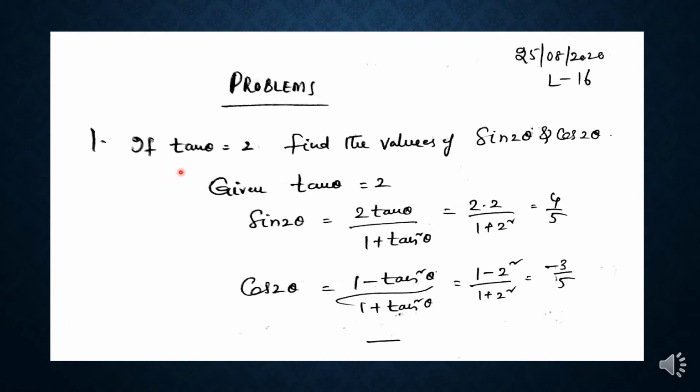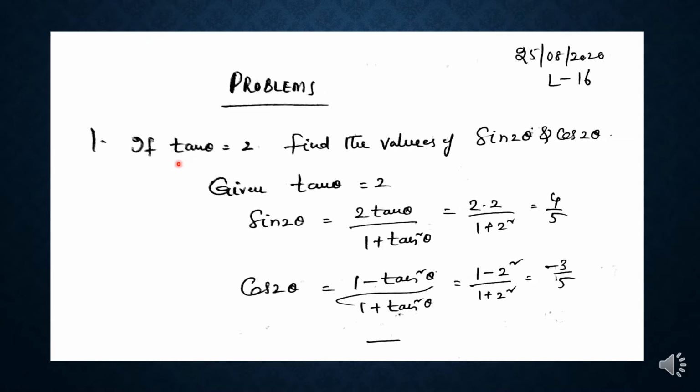See this problem. If tan theta is equal to 2, find the values of sin 2 theta and cos 2 theta. So we have given the value of tan theta and we have to find the value of sin 2 theta and cos 2 theta. So what is the formula for sin 2 theta? We have 2 sin theta cos theta, and one more formula is there. What is that sin 2 theta formula? 2 tan theta by 1 plus tan square theta. So sin 2 theta in terms of tan theta is 2 tan theta by 1 plus tan square theta.